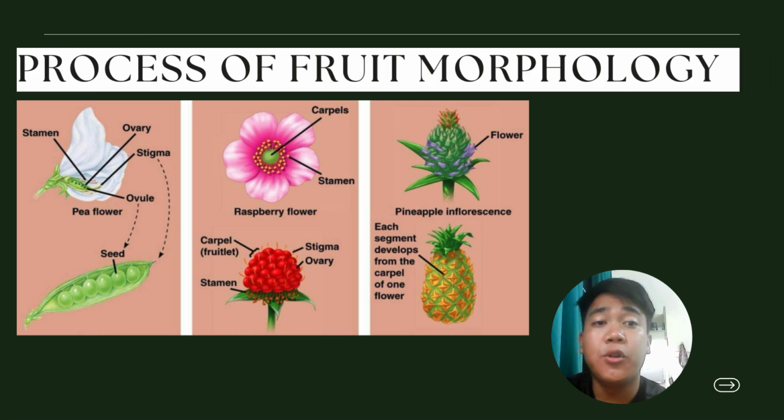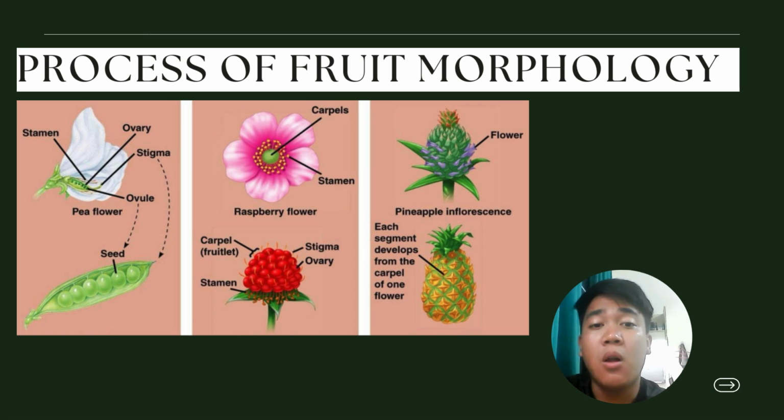So I will continue the process of fruit morphology. The first one is simple fruit, which is pea. The ovary of a single flower develops into the mature fruit. The pod and the ovules become the seeds. The second one is aggregate fruit, which is fruit raspberry.